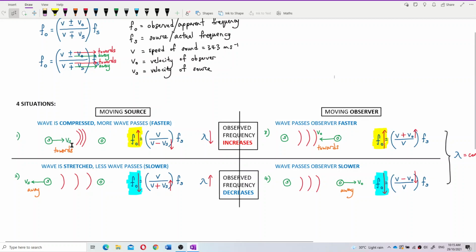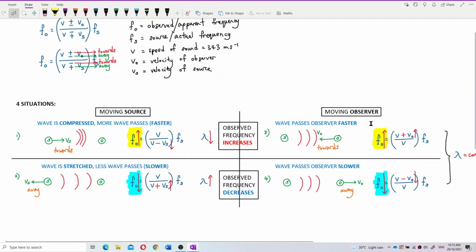The first one is because the wave is being compressed when the source is moving towards the observer. When the wave is compressed, more waves pass through the observer faster, so you hear a higher observed frequency. Similarly, for an observer moving towards the source, you are moving towards the incoming sound wave. Naturally, the sound wave passes through the observer faster, so you also hear a higher observed frequency.